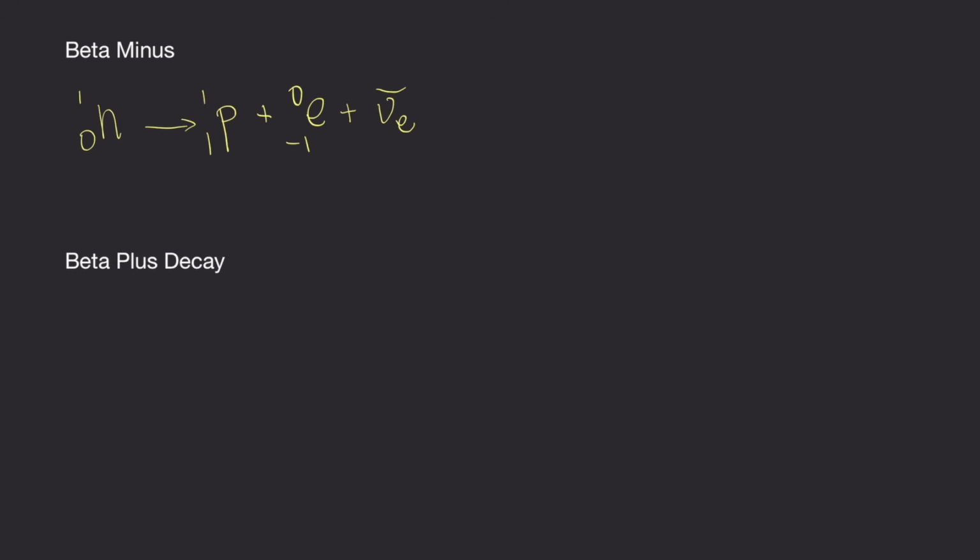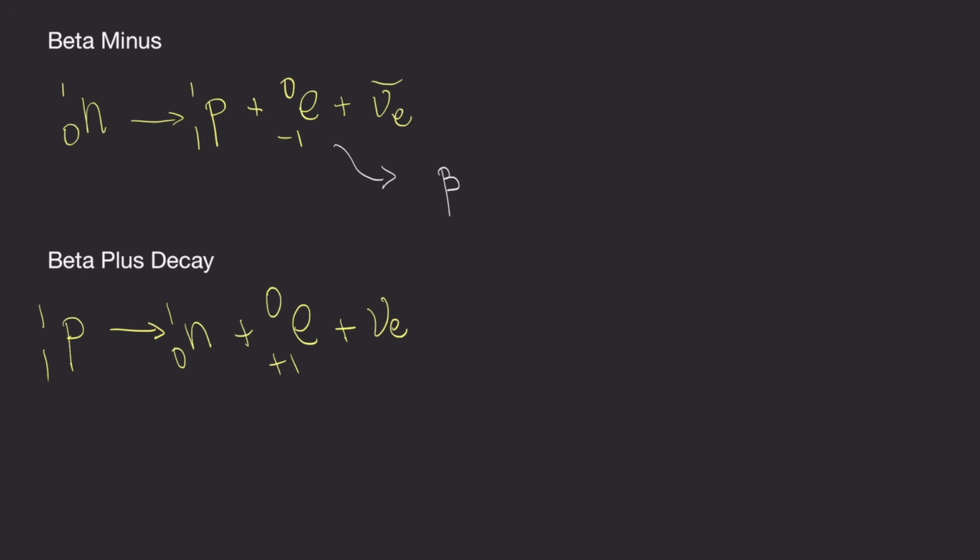The reverse is also possible. A proton can turn into a neutron. The proton is a 1 and a 1. The neutron is a 1 and a 0. So we'll need a positron like so. And then to conserve lepton number, we're going to need a neutrino. And remember, the electron is simply known as a beta minus particle, and this here hence is known as beta minus decay. And the positron is also known as a beta plus particle and hence beta plus decay.